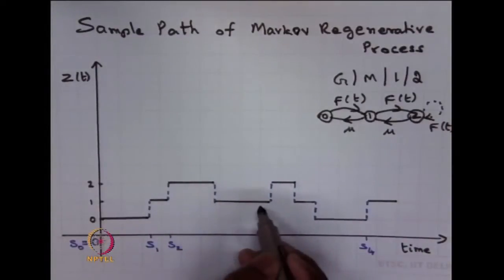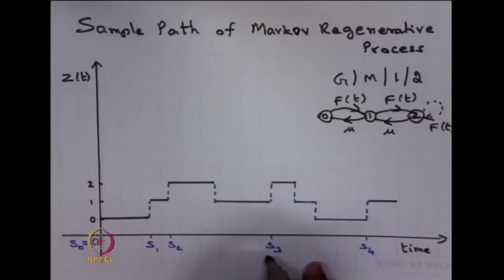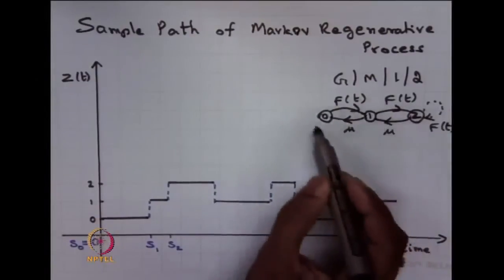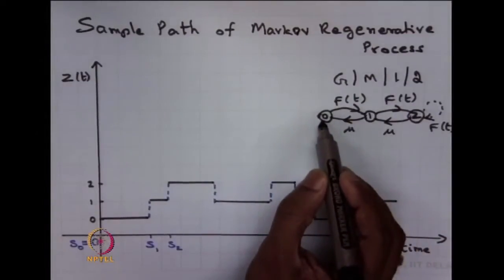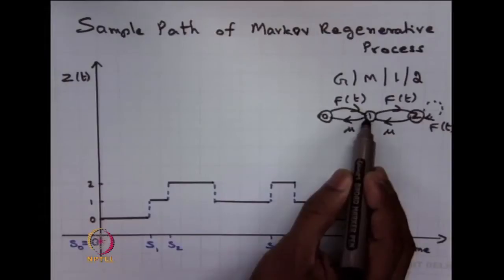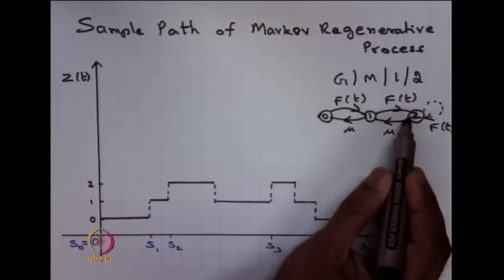During this duration, the third customer enters the system at the time point S3. Now, the system size is 2 again. That means initially the system state was 0. From state 0, the system moved to the state 1 because of f of t. Then one more arrival, therefore system size 2.